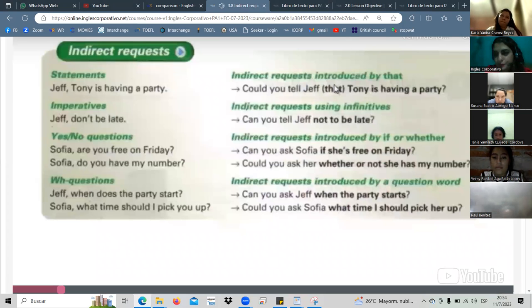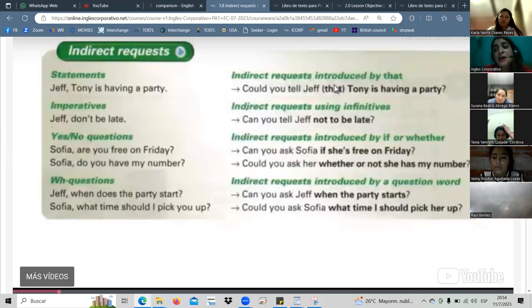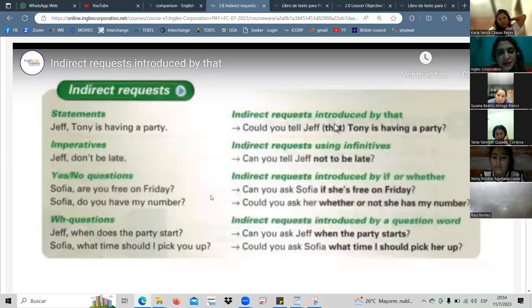Those are the expressions where you use indirect requests. So you don't make the regular question, right? If you say, hey, are you free on Friday? Can you ask Sophia if she's free on Friday? The structure is completely different. It's like when you are doing a statement, an affirmative statement, when you're assuring something, not making the regular question.